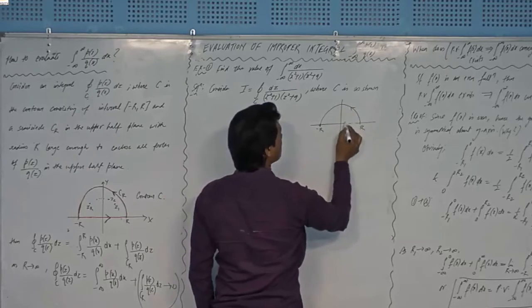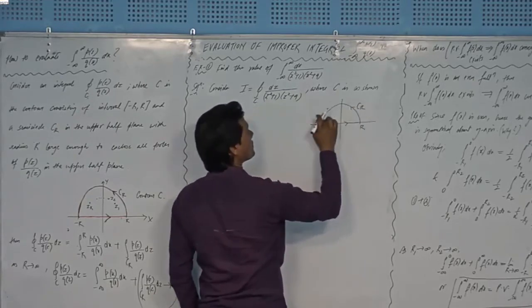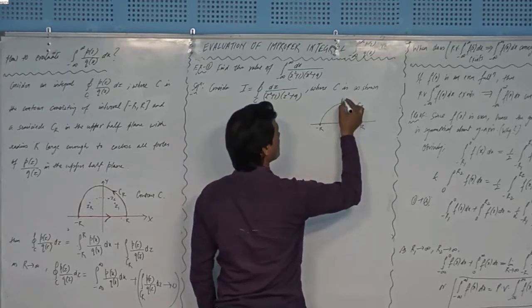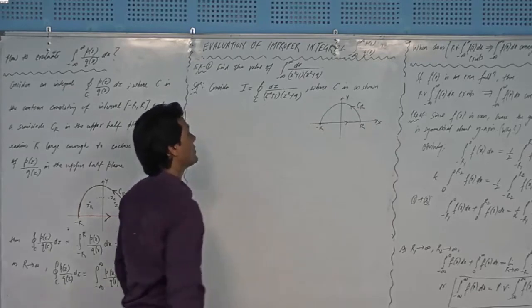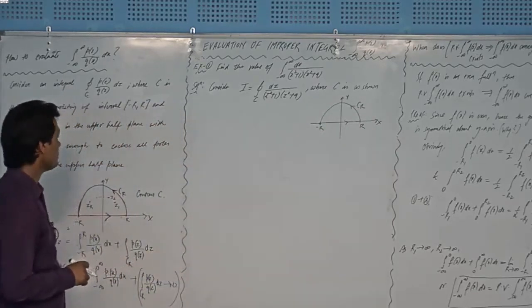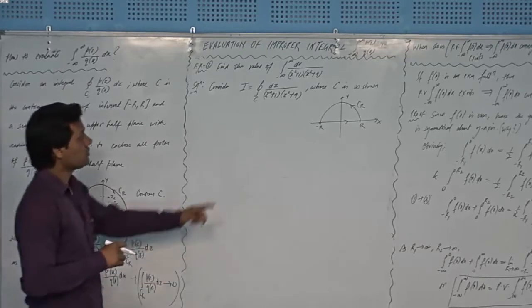This is the direction, this is minus r to r, and we call it cr. This part is called cr, and the whole thing is called c. It means that c is actually a union of this interval and the upper semicircle, right? And now I will use this theory. I'll focus on this, right?